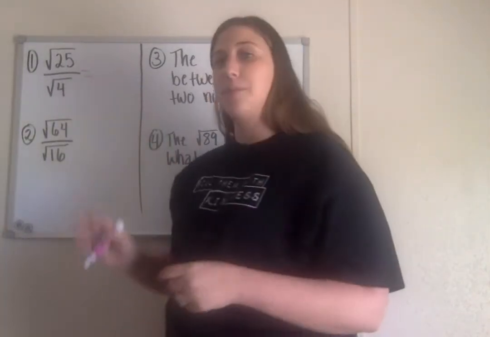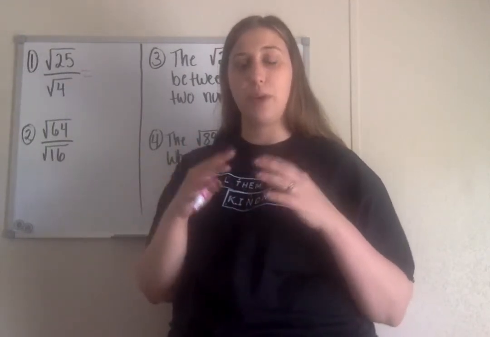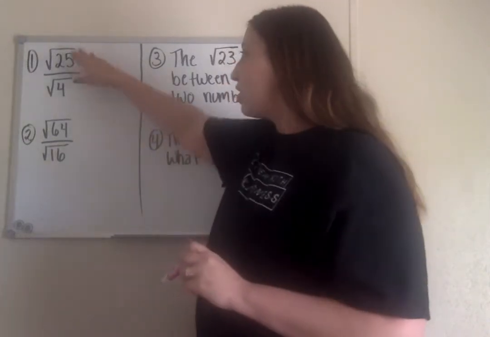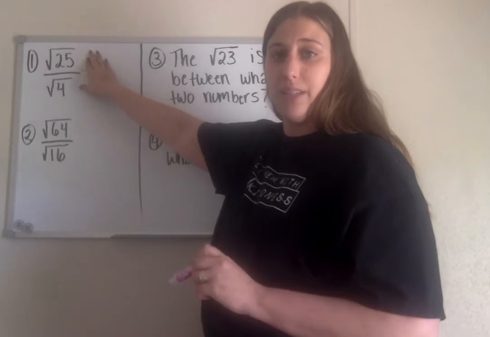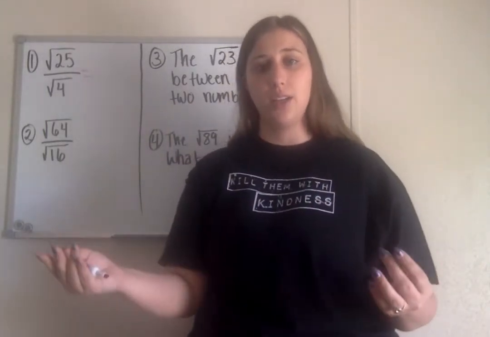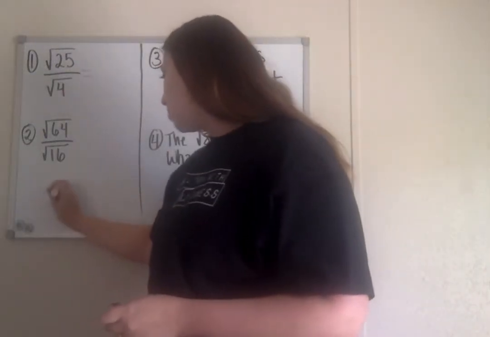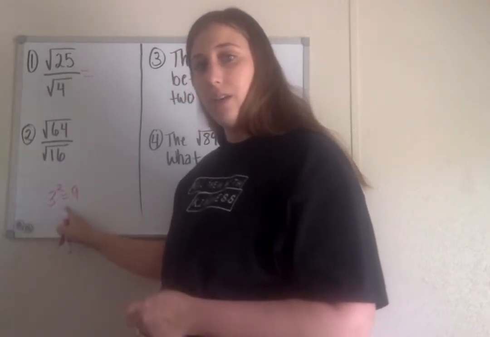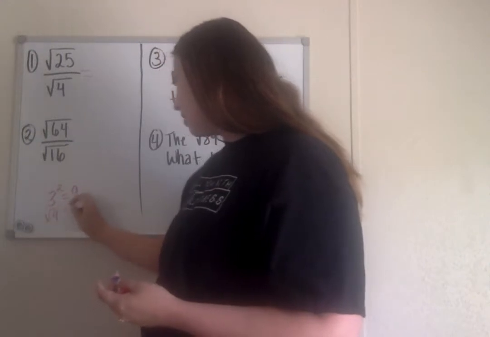Remember, in the last video we had to simplify those square roots by making a factor tree and all that stuff. But this time we should all know off the top of our heads what the square root of 25 is. Remember, the opposite of square root is squaring. For example, we know 3 squared is 9, because 3 times 3 is 9, which means the opposite, the square root of 9, is 3.